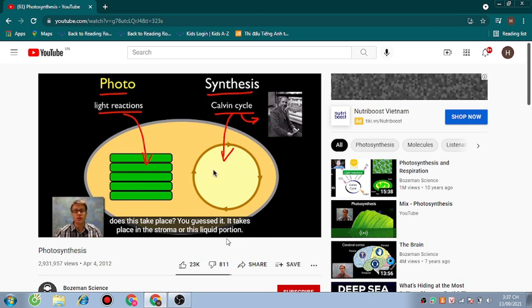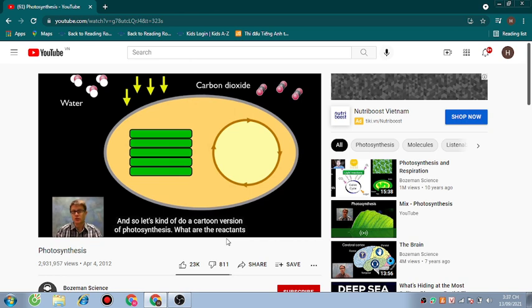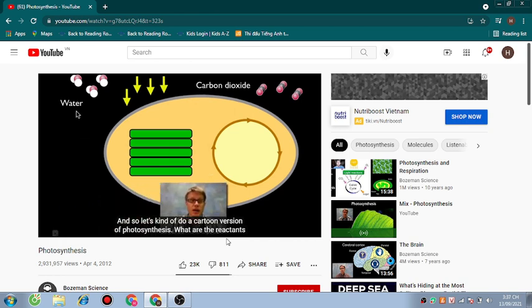Where does this take place? The Calvin cycle takes place in the stroma, and so let's try to do a cartoon version of photosynthesis. What are the reactants? Again, water, light, and carbon dioxide. What are going to be the products that come out of this? It's going to be oxygen and glucose. So let's watch what happened.